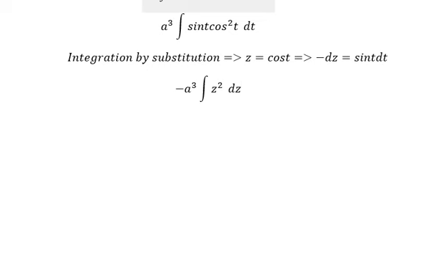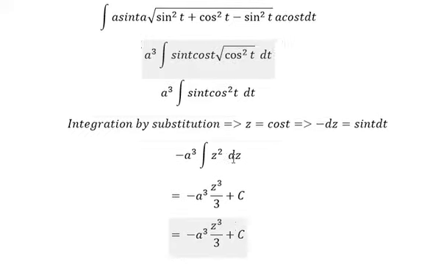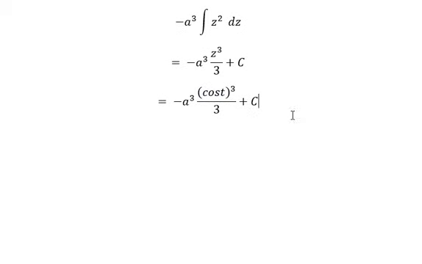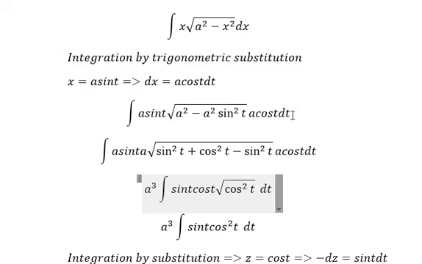And now we can get the final result. That's negative a to the power of 3 multiplied with z to the power of 3 over 3 plus c, where c is the constant. And now we need to turn z back to x, and z in here is cosine t. And t we need to turn back to this one.